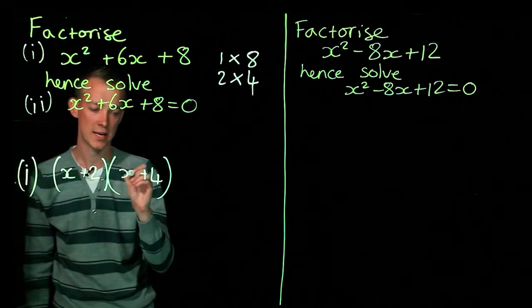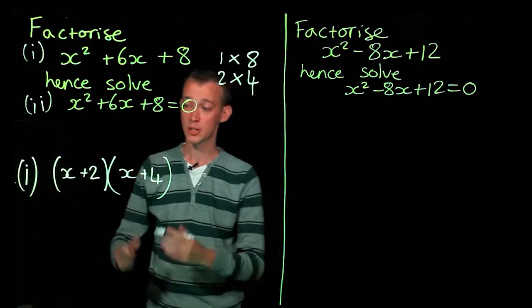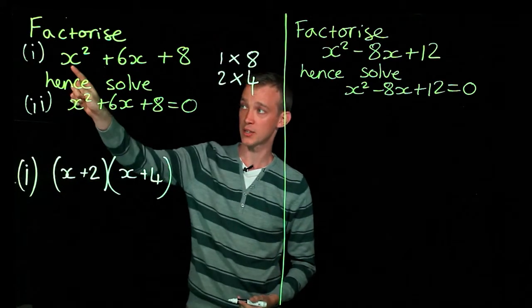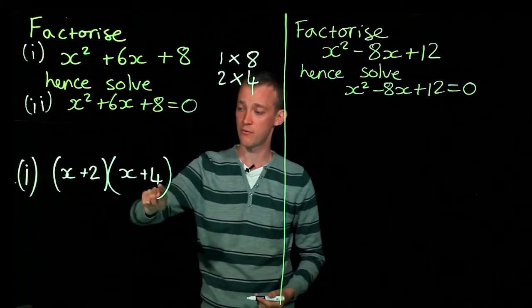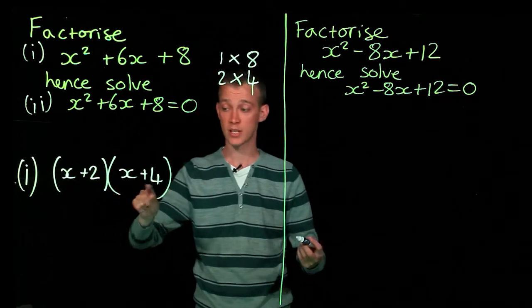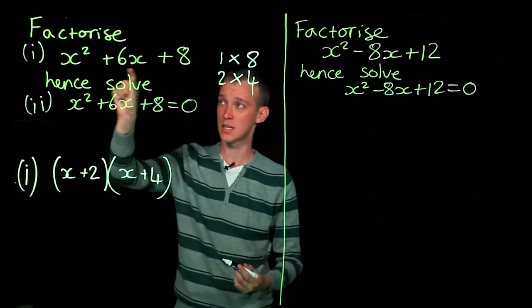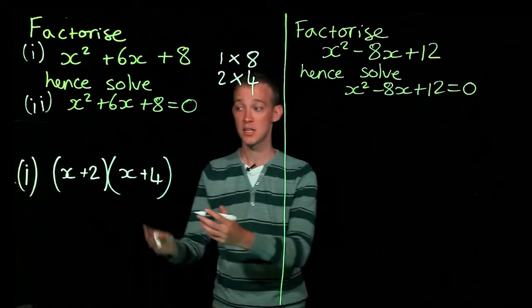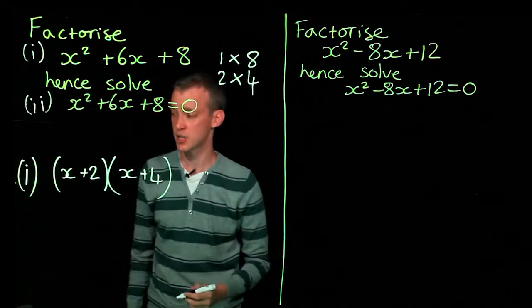Now it's always worth checking that your answer is correct. If I were to expand these double brackets, x multiplied by x makes x squared, x multiplied by 4 would make 4x, 2 multiplied by x would make 2x, so I've got 4x and 2x, which makes the 6x here, and then the 2 times the 4 there makes 8. So this factorised expression is correct.